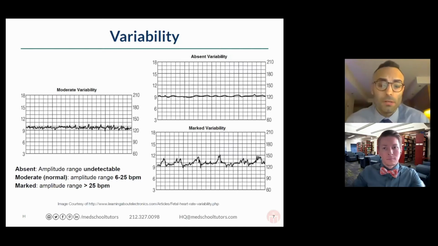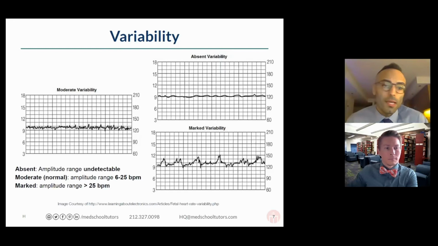But absent variability sometimes could be something as simple as the sleep cycle. There are times, anywhere from about 30 to 90 minutes, that a baby is actually undergoing a sleep cycle and their heart rate is actually not that variable. But in a different clinical context, you could see that absent variability can be a harbinger for more worrisome things that we're going to be talking about in a second. So that's how you can distinguish the two, and that was an excellent point.